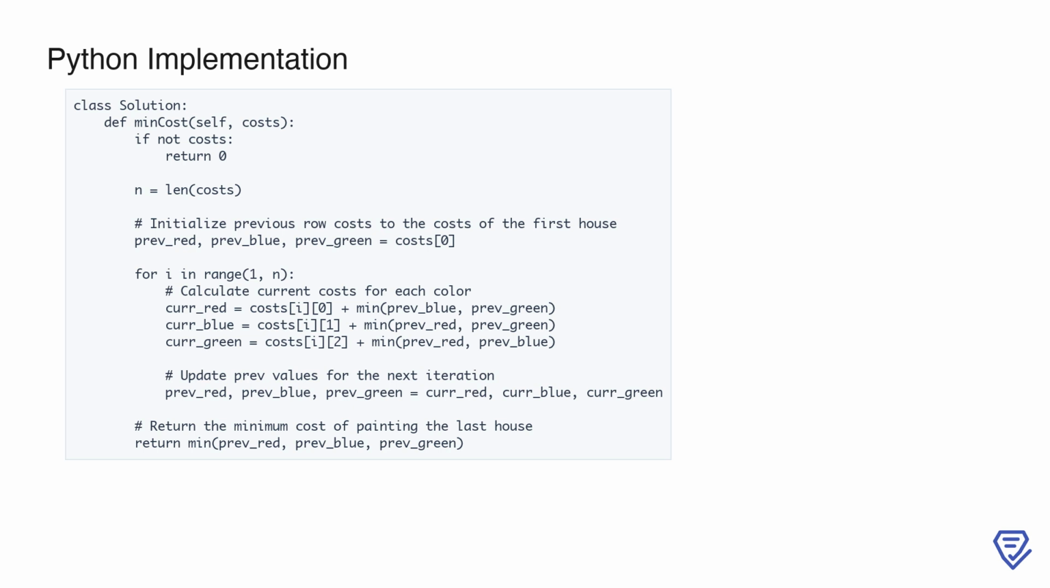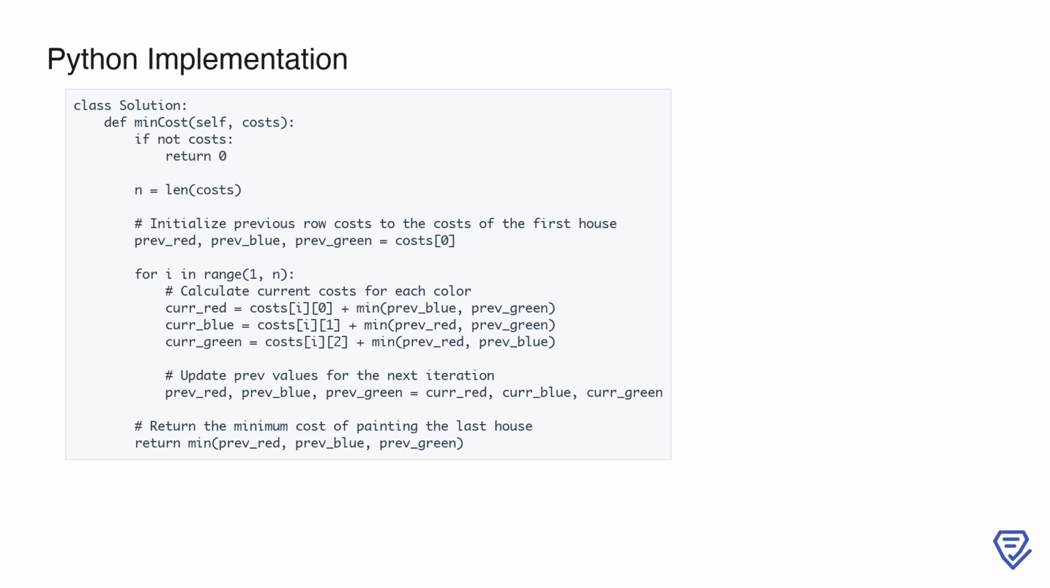1. Base case handling. If the input list costs is empty, the function immediately returns 0 since no houses need painting. 2. Initialization. The variables prev_red, prev_blue, and prev_green are initialized to the costs of painting the first house in red, blue, and green, respectively.